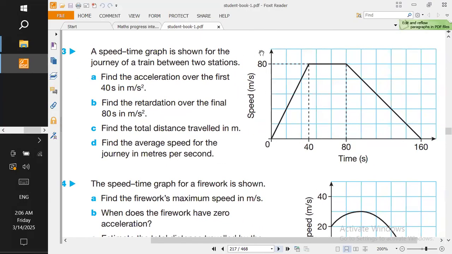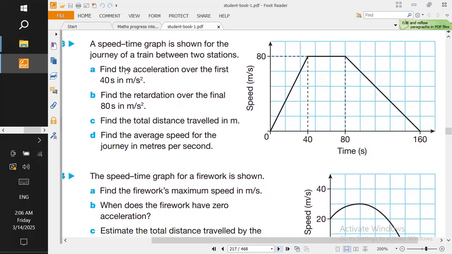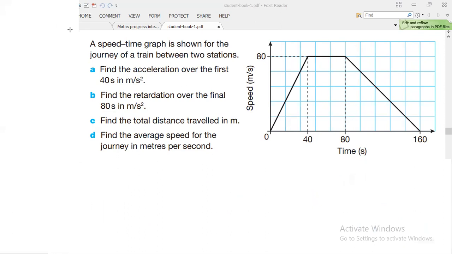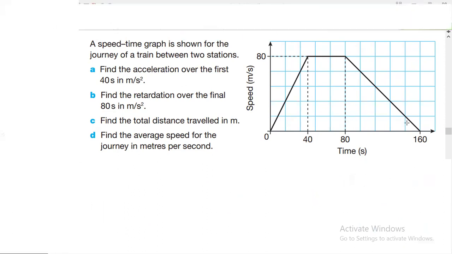First, this is the speed in meters per second, time is in seconds. First thing we do, we read the question carefully and understand what they need from us, okay? Let me cover these spaces so we can work on them. I need the space to write the numbers and the formulas. Okay, so speed time graph.